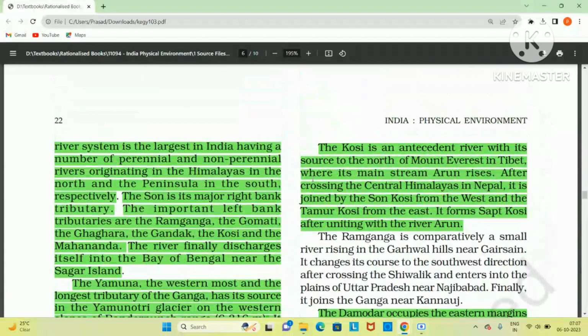The Kosi is an antecedent river with its source to the north of Mount Everest in Tibet, where its main stream Arun rises. After crossing the central Himalayas in Nepal, it is joined by the Son Kosi from the west and the Tamur Kosi from the east. It forms the Sapt Kosi after uniting with the river Arun.